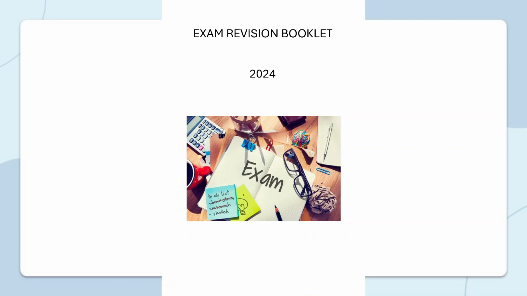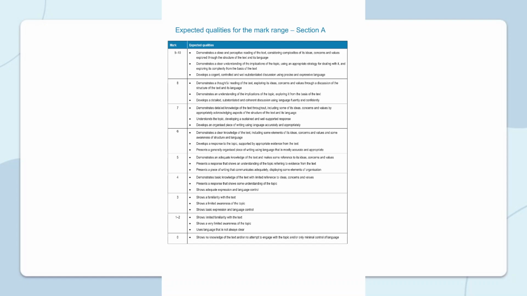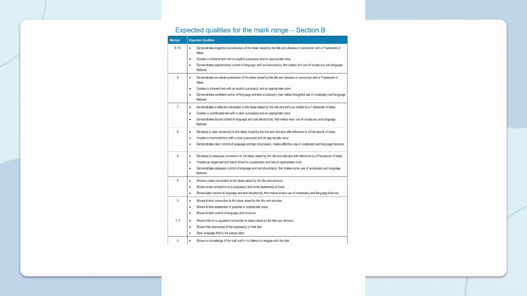So there's an expected qualities for each section of the exam. So that's just how you're being assessed. So each section will be marked out of 10. And you can kind of go through and look at what's the difference between an 8 and a 7, or what's the difference between a 6 and an 8.